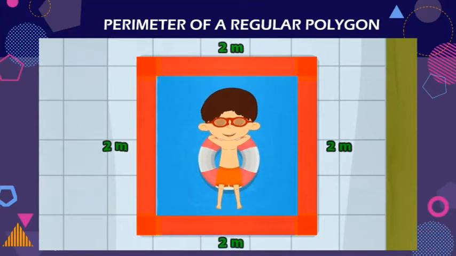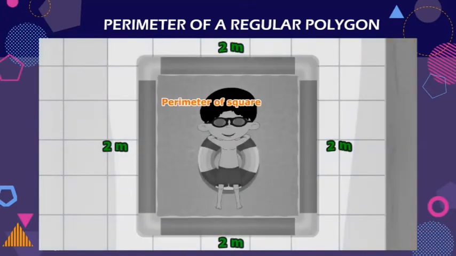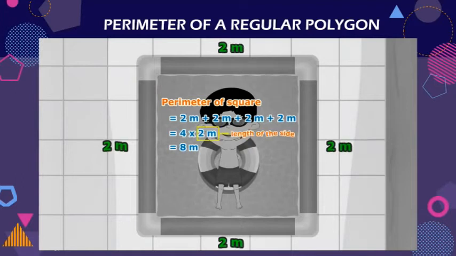Eight. The answer is 8. Okay, let us see if your answer is correct. Yes, 8. 2 plus 2 plus 2 plus 2 is 8. 4 times 2, we can also do.